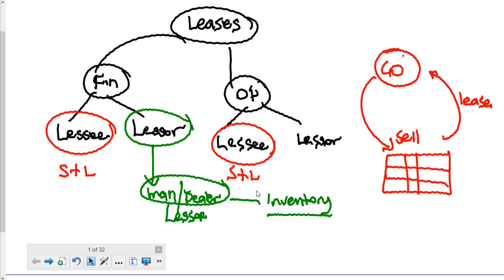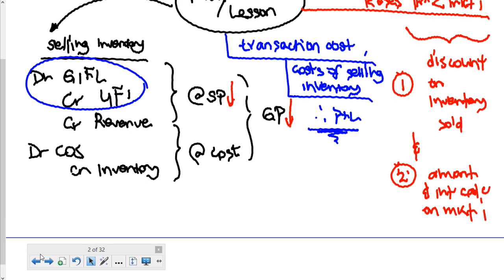So when you have a manufacturer, dealer, lessor, if you sell at a market-related interest rate, your only difference here is that I'm not selling PPE, I'm selling inventory. So I have a revenue cost of sales entry that needs to go in, and any transaction costs go to P&L, yeah? If I enter into the lease below market interest rate, I have to calculate the discount on the inventory sold. It's the difference in the interest rates, isn't it? And I do an amort using market interest rate.